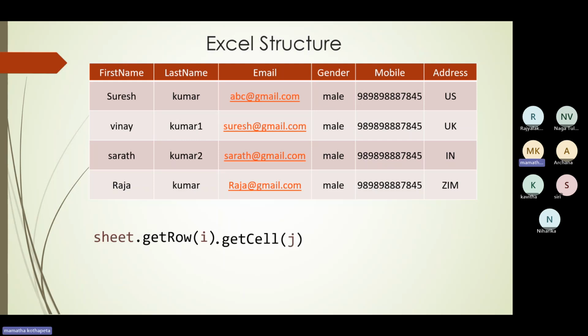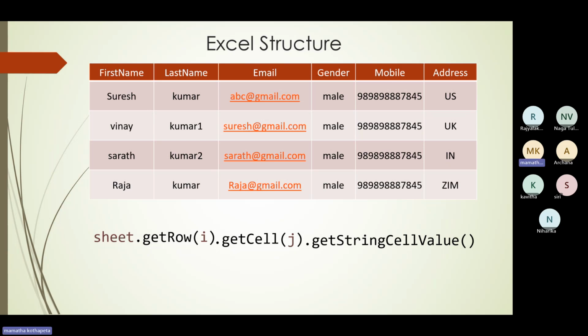Now get row is the row number, get cell is the column. If I put get row of 1 and get cell of 2, where is it concentrating? Kumar 1. Get row 1, get cell 2. What is the value? Kumar 1, right? If I know that Kumar 1 is a string, because alphanumeric is also a string, I can write the method called get string cell value.